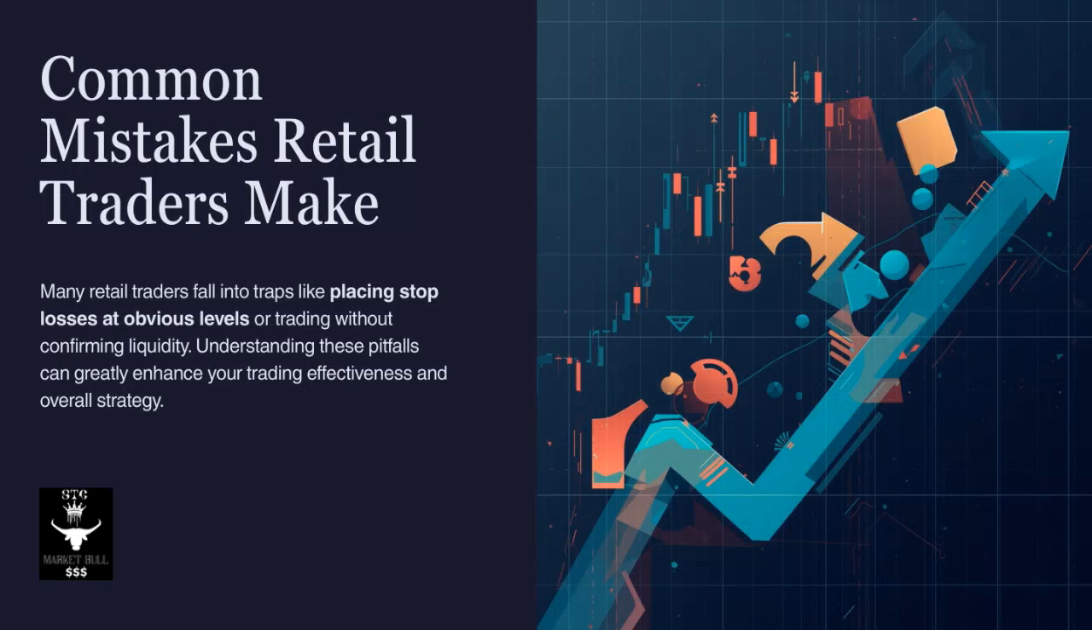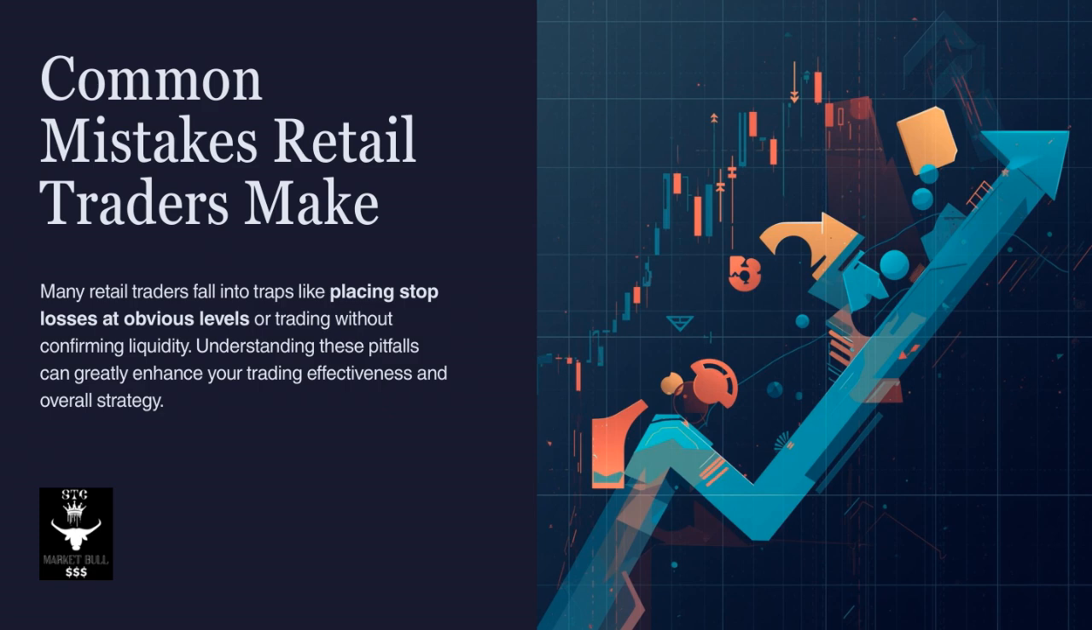Many retail traders often fall into common traps that can really hurt their trading success. One of these is placing stop losses at obvious levels, like just above a recent high or below a recent low. While it might seem logical, it can also make your stop vulnerable to being hit by market noise or false breakouts. So, it's important to think carefully about where you set your stops, aiming for areas where the market genuinely shows support or resistance, not just obvious points.